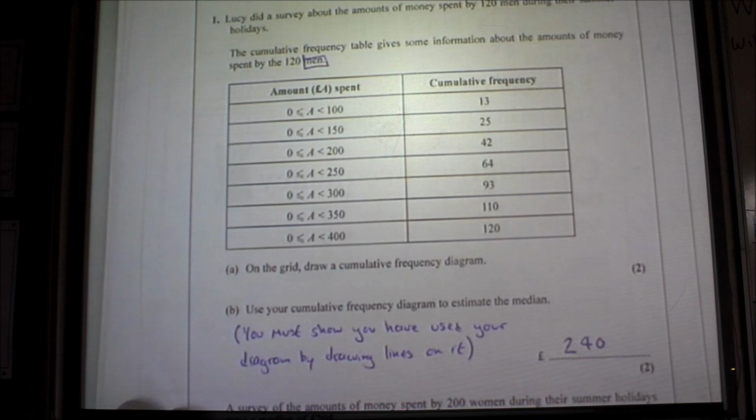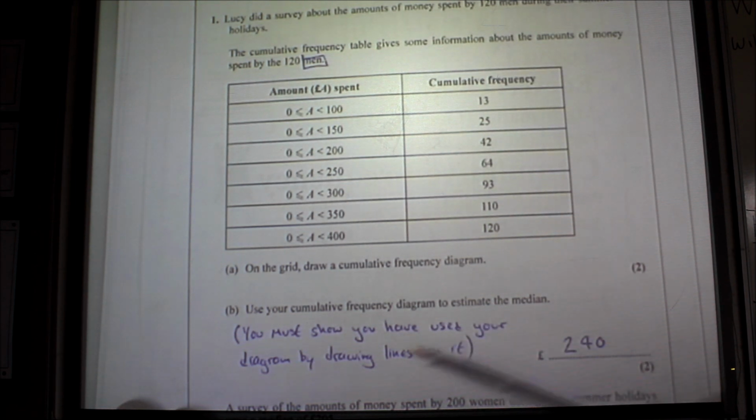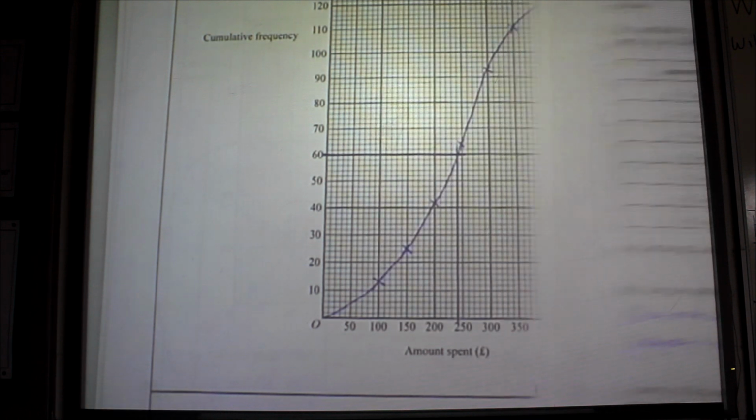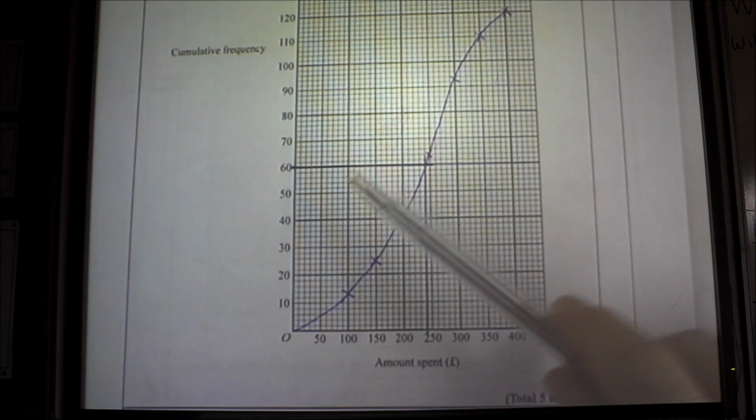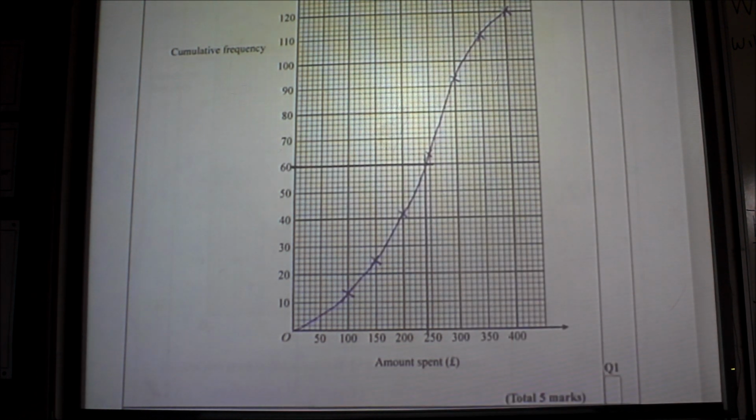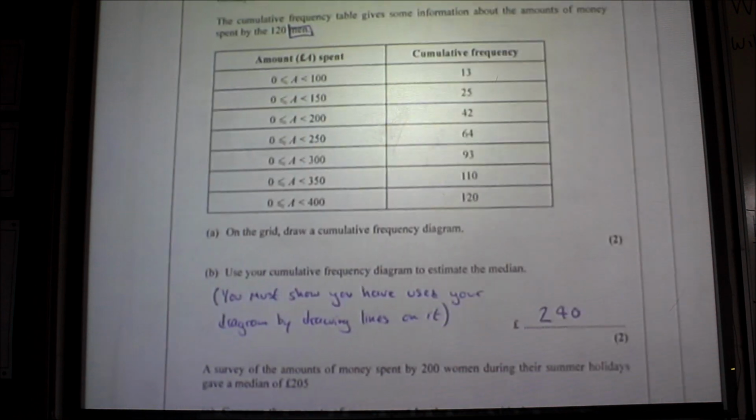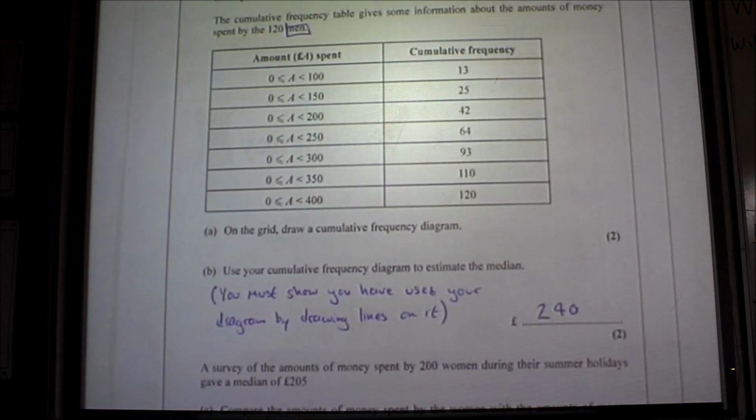Use your cumulative frequency diagram to estimate the median. You must show, this is what I've written, you must show you have used your diagram by having lines on it. So there's 120 men. You need to find the 60th one, so 60th is there, draw across and draw down, you'll get approximately 240. It should be roughly there, you probably get between 230 to 250 on that one.